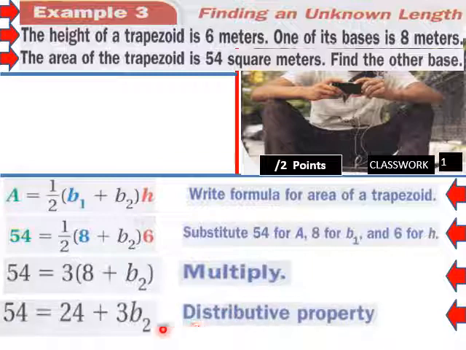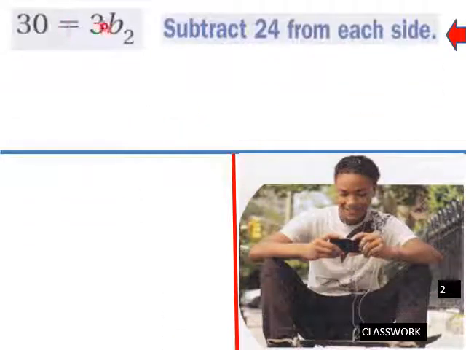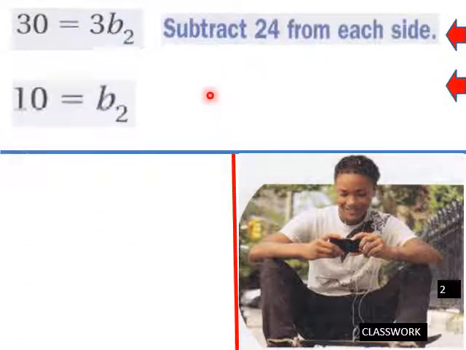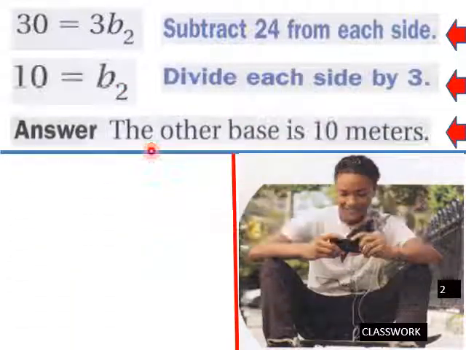So we multiply that out, and then we have 54 equals 24 plus 3b2, so 3 times base 2, distributive property here, distributed our 3 here through the parentheses. Okay, so we're getting a little bit closer. So now we have 30 equals 3b2, meaning subtract 24 from each side of that equation. And now, by dividing both sides by 3, we get 10 equals base 2. So we found out that our base 2 is 10 meters.